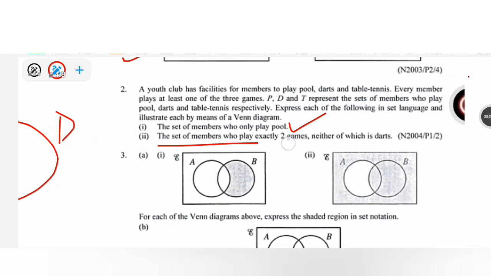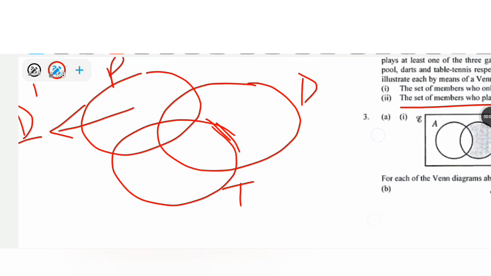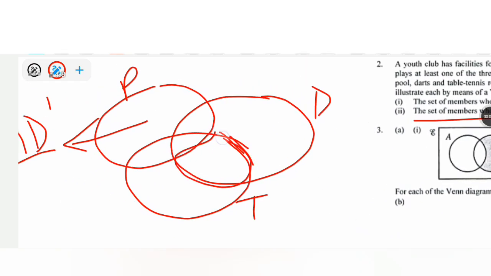Set of members who play exactly 2 games, neither of which is darts. People that play exactly 2 games. So this part here is 2 games. This is 2 games. This is also 2 games. But I said that should not be involved. So the circle of D should not reach where you want to pick for the 2 games. So this part should not be involved. So the only part that is involved in 2 games is this particular place here.